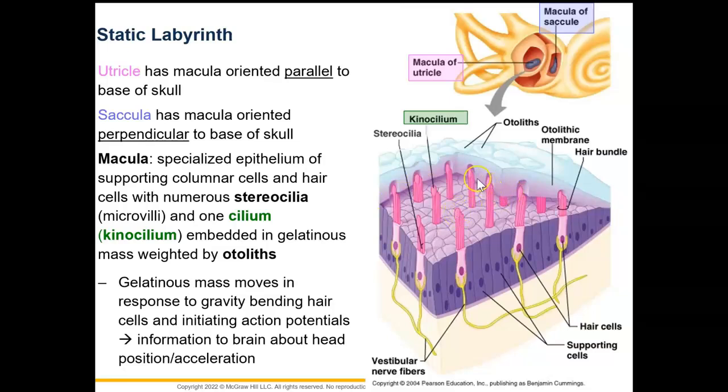And this is embedded within a gelatinous mass weighted by otoliths. So oto referring to like the ear, and lith means stone. So these are like stones sitting here on this gel matrix. So this gelatinous mass will move in response to gravity bending the hair cells. So imagine you have this sheet that just shifts as you move your head. And then what that's going to do is initiate the action potentials to move through these neurons and move over to the correct area in the brain to interpret head position and acceleration.